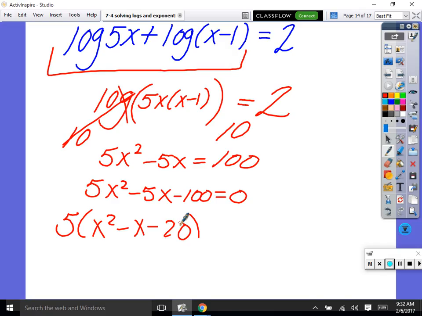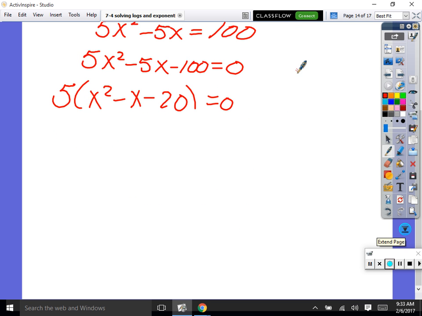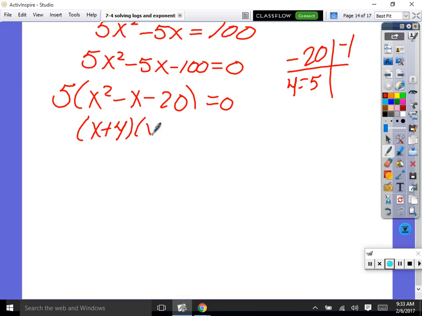So now we would do what multiplies to be negative 20 and adds up to be negative 1. So now the 5 won't affect our solution. 4 times negative 5, right? Factors to be x plus 4, x minus 5. So x is equal to negative 4, x is equal to 5. We better check them.